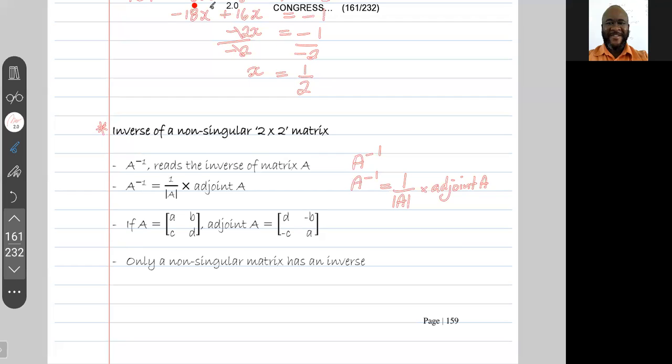Guys, only a non-singular matrix has an inverse. In other words, you cannot find the inverse of a singular matrix. The basic reason for that is because you cannot divide by 0. If the matrix is singular, the determinant would be 0, and you cannot divide by 0. Therefore, a singular matrix has no inverse.